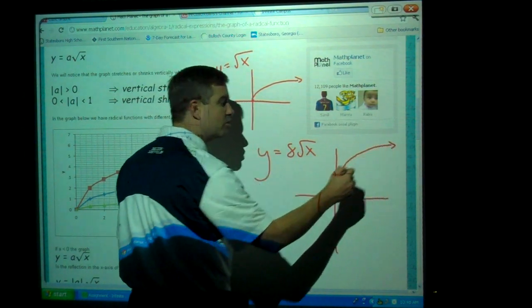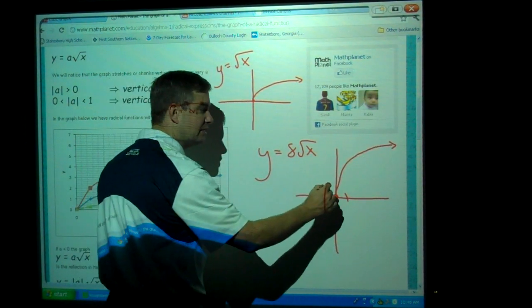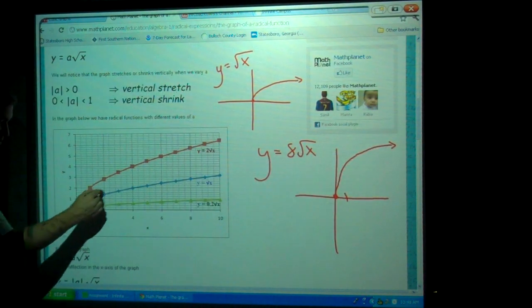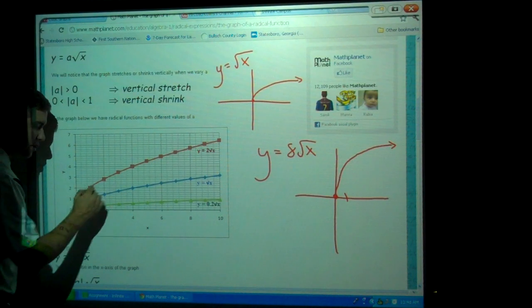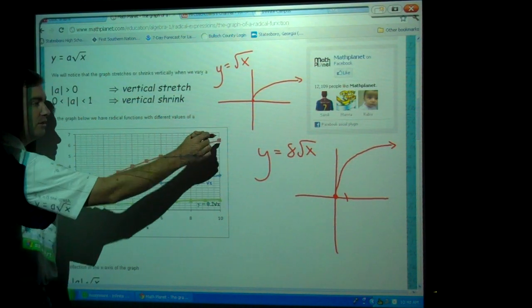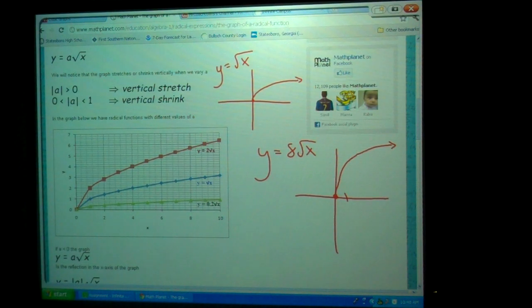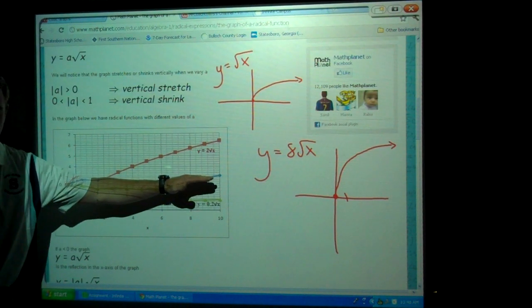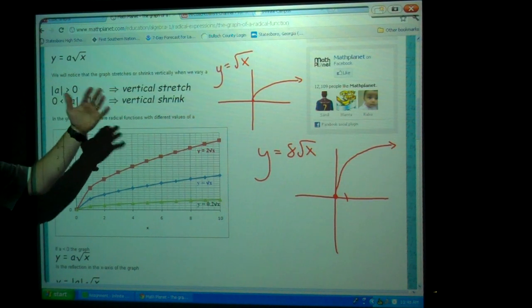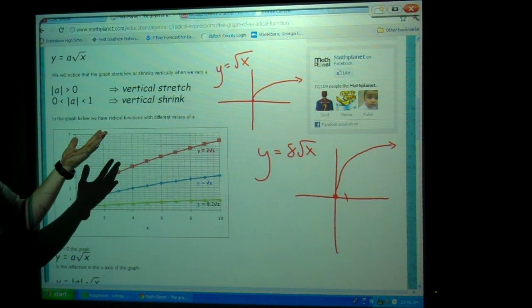So when you have a vertical stretch, it really gets big really quickly. See over here? The blue is standard. The stretch, when y equals 2 root x, is up higher. So you might want to write this in your notes in the margin. A stretch means that it's going to be higher than normal. Normal is kind of in the middle. A stretch is higher. Because the word stretch really doesn't mean anything here.